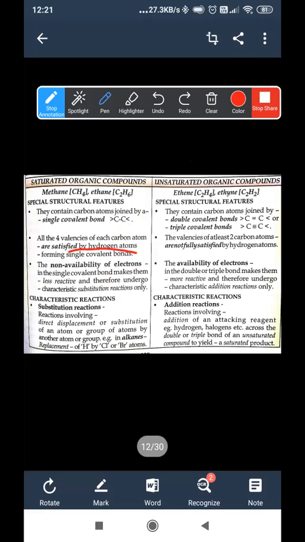So because of non-availability of electron, we can say in alkane or in saturated compound, substitution reaction will take place. But in what, unsaturated compound, what will happen? Double bond is there, means what, addition can happen.